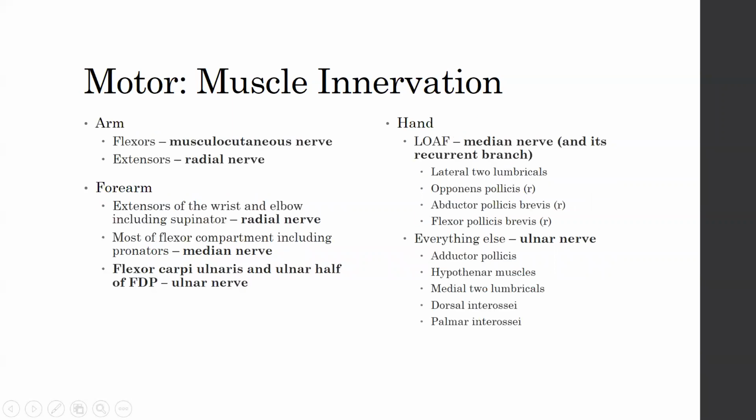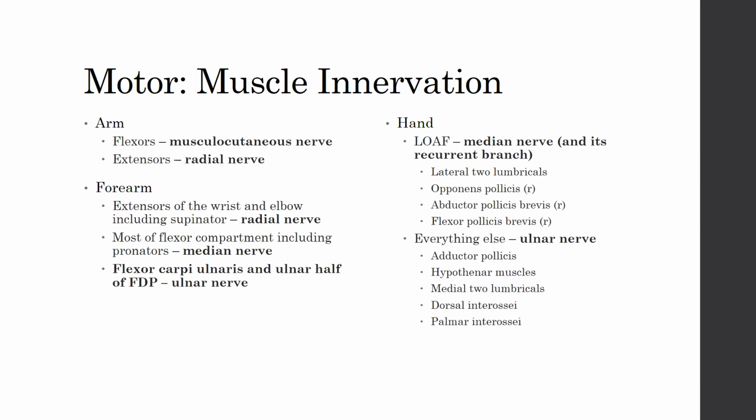And these ones are actually pretty important. You know that the flexors of the arm are supplied by musculocutaneous, and all the extensors are supplied by radial nerve. But the most important part is in the forearm. You definitely need to know this. The flexors of the forearm are all supplied by the median nerve, including the pronators, except for 2 things. Flexor carpi ulnaris, which flexes your wrist and puts your wrist into ulnar deviation, and the ulnar half of FDP, so moving the ends of your fingers on your 4th and 5th fingers. That's something you definitely need to know: what the ulnar nerve innervates in the forearm.